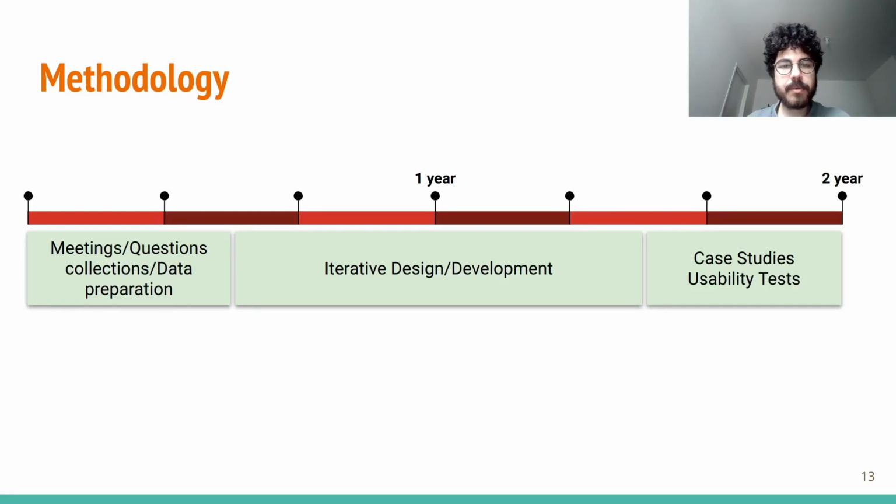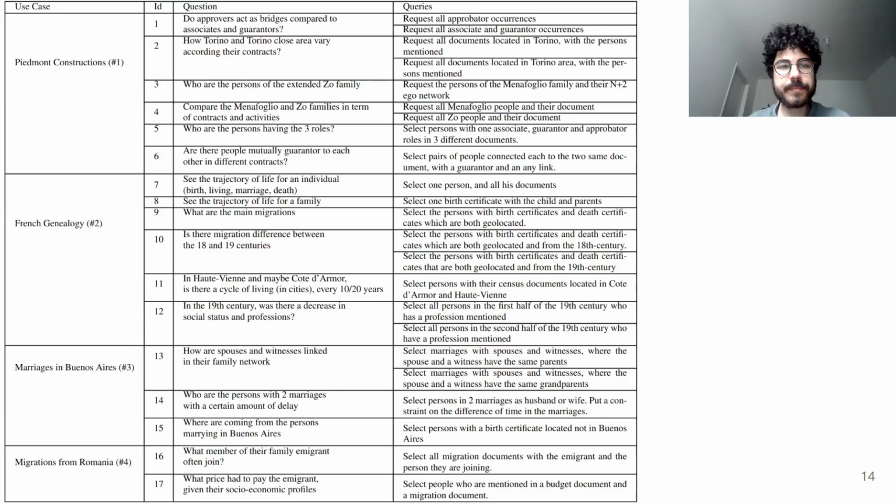At the same time, we collected questions they had on their data and their requirements, and followed an iterative design and development process to create a visual analytics system for historical network visualization and analysis. We first collected all the questions they had on their data. Here are examples questions from 2 of our collaborators.